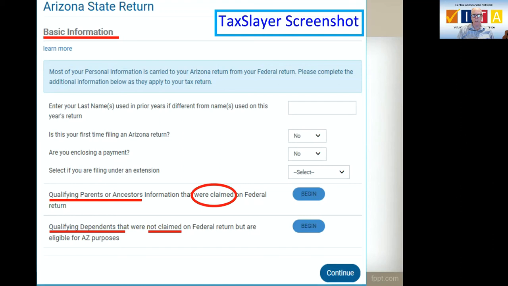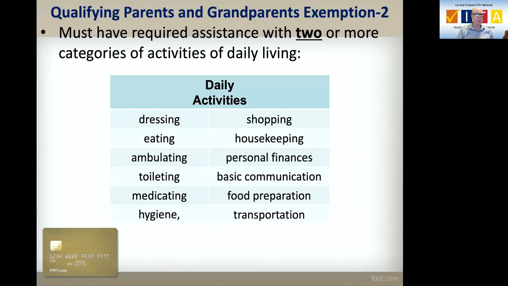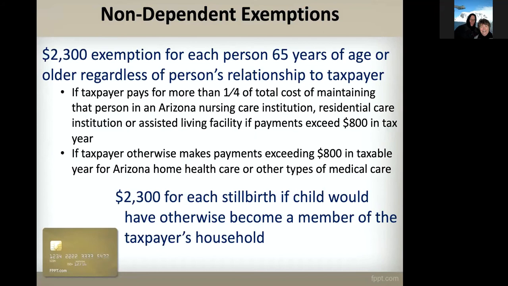Right. And we're getting a couple questions on this. Could you back up to that slide that talks about the requirements? Okay. There were some questions about this versus that ancestors exemption we just talked about. There are two different ones. This is a $2,300 exemption for each person 65 years of age or older, regardless of the relationship. However, you had to pay more than a quarter of the total cost of maintaining that person in an Arizona nursing care institution or residential care institution, and the payments had to exceed $800 in the tax year. It has to be more than a quarter of the total cost, and they had to exceed $800. Then you get an additional $2,300 exemption for that person.